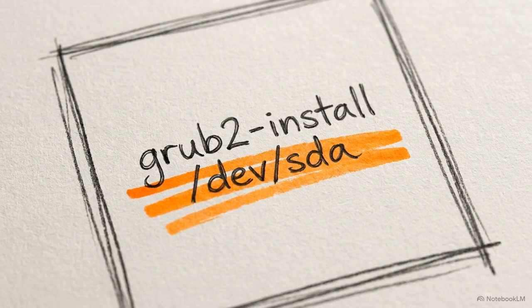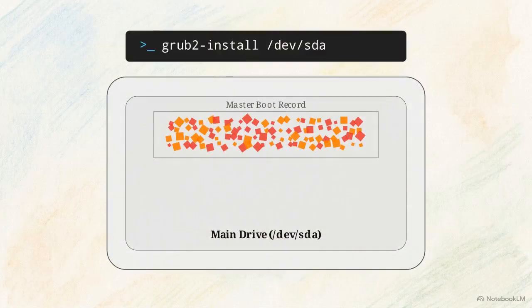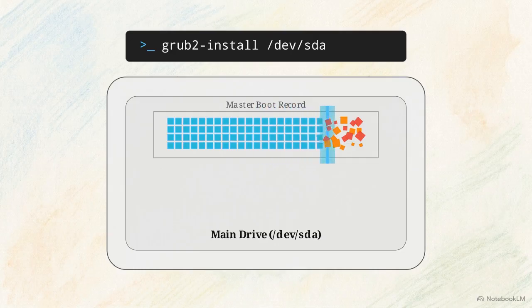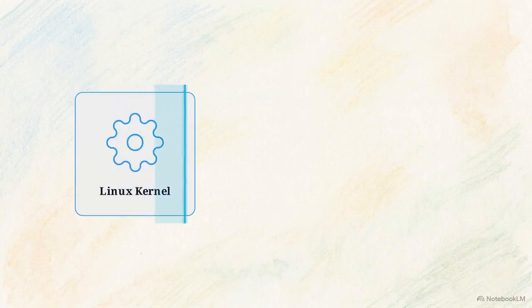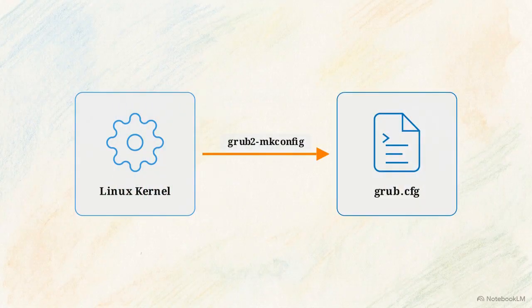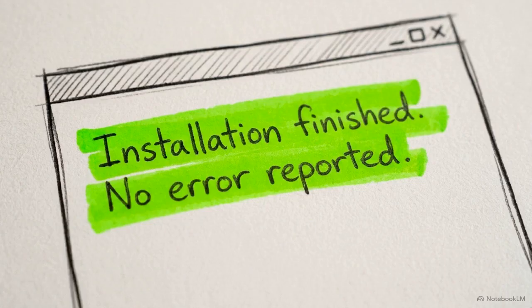It's time to rebuild. Execute grub2-install /dev/sda. This command forcefully wipes and rewrites the master boot architecture on the main drive. Immediately follow that up with grub2-mkconfig -o /boot/grub2/grub.cfg. This will scan the kernel and generate a fresh, uncorrupted configuration file. You will know the rebuild was successful when the terminal outputs this exact message: installation finished, no error reported.